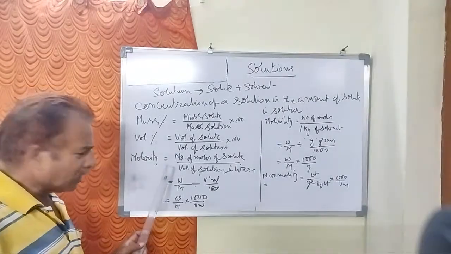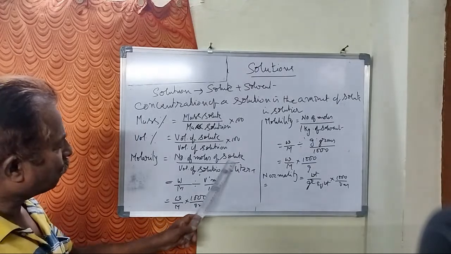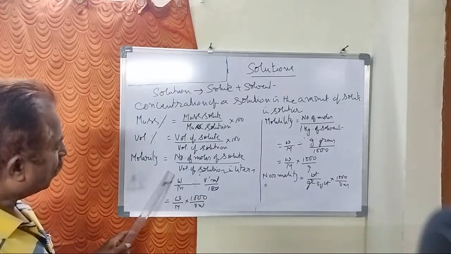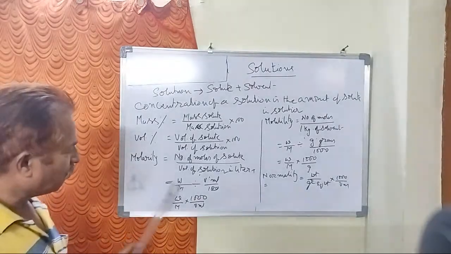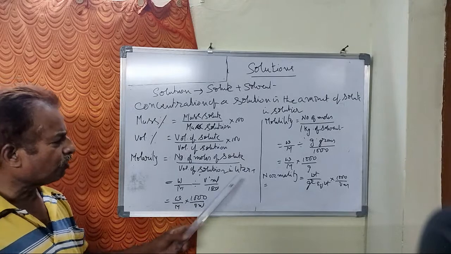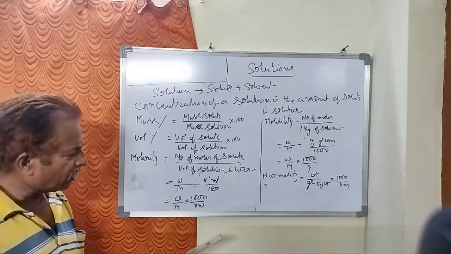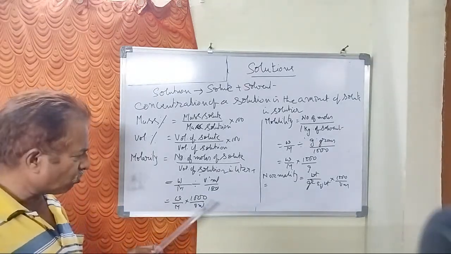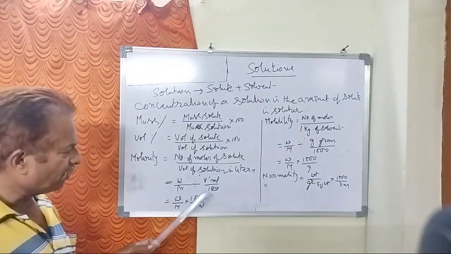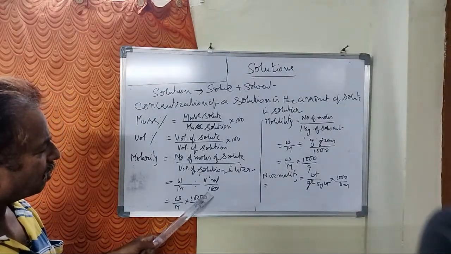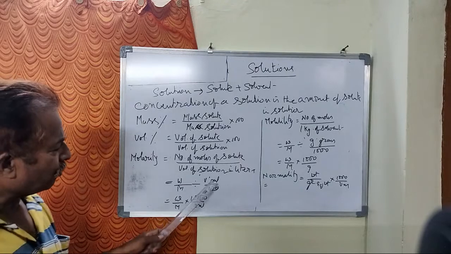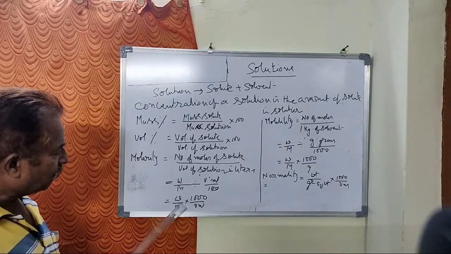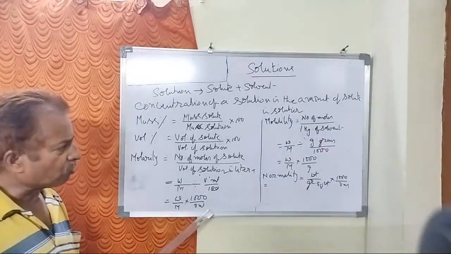Molarity. Molarity is nothing but number of moles of solute by volume of solution in liters. Number of moles, how do we find? Given mass by molar mass, W by M, divided by volume of solution in liters. It is not necessary to give the volume always in liters. Sometimes milliliters are also given. So if volume is given in milliliters, to change this into liters, divide by 1000. Therefore, V mL by 1000. Then the molarity formula is weight by molar mass into 1000 by V mL.